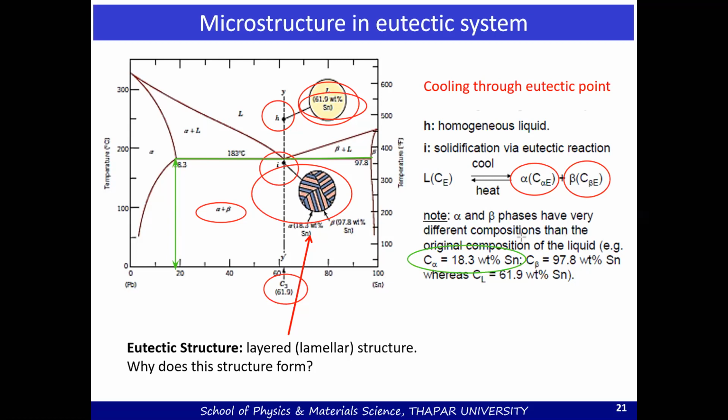You are already aware about how to find out the concentration of the liquid. That was directly by taking the intercept from the point of interest onto the x-axis, which was along the same dotted line, whose concentration is the same as the concentration of the eutectic point, which is 61.9 weight percent of Sn, and the rest is Pb.